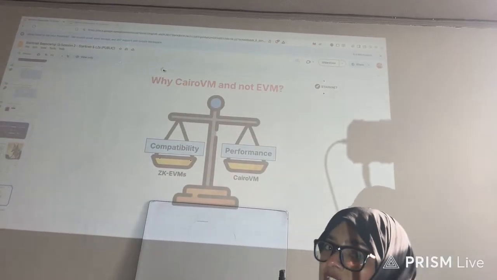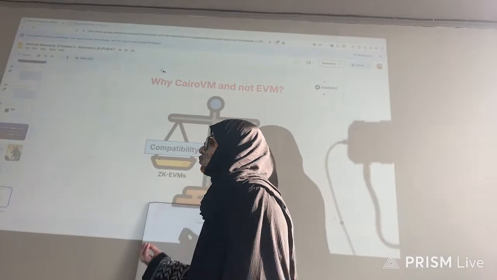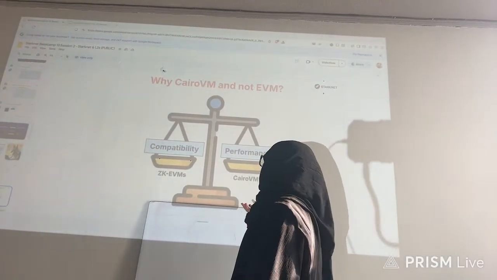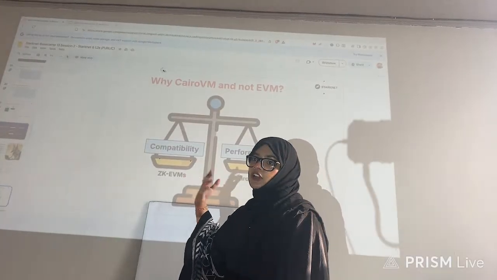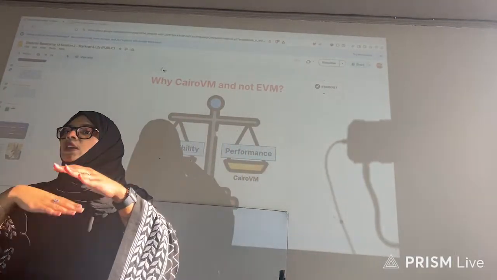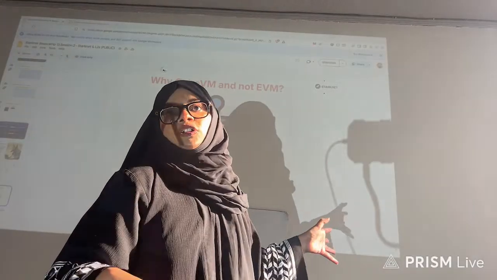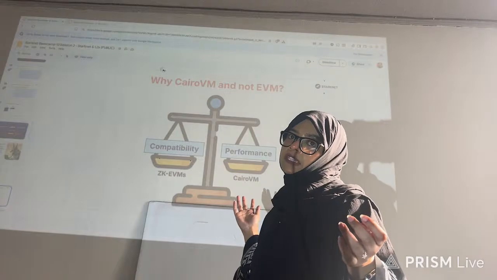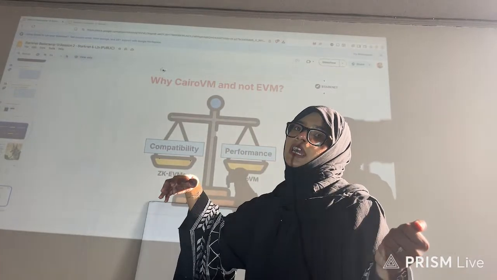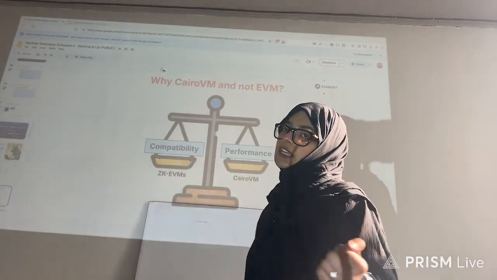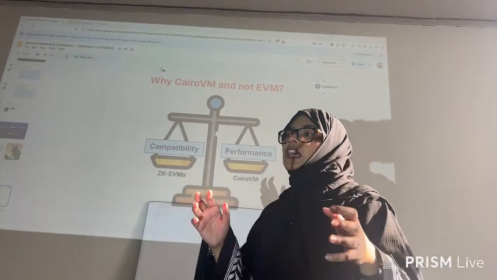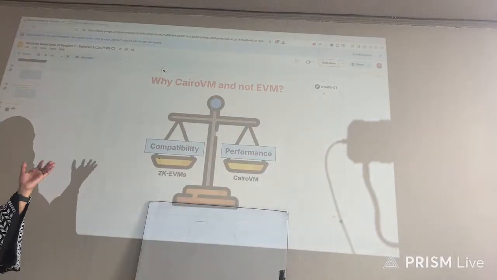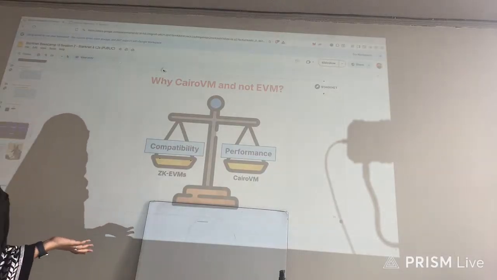And why did Starknet choose to upgrade to Cairo VM instead of any ZK EVM? Because of performance and not just compatibility. The problem is the compatibility with EVM decreases because you change the whole programming setup, right? But because of the performance they were looking at with the Cairo programming language, they upgraded to Cairo VM. So right now Starknet, a ZK rollup, uses Cairo VM to validate its transactions as well as perform transactions generally.